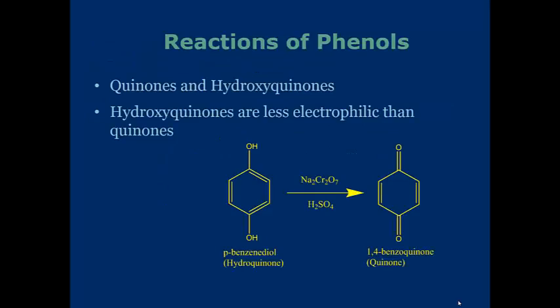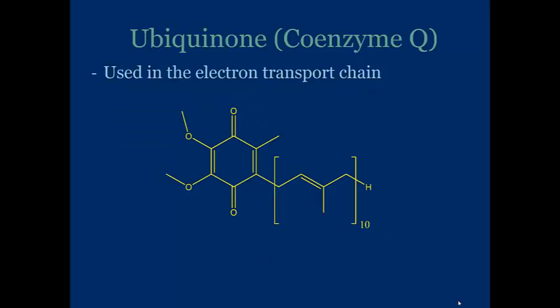Reactions of phenols. The first and really only example that's going to be seen on the MCAT are quinones and hydroxyquinones. Hydroxyquinones are less electrophilic than quinones, so take note of that. The structures for quinones and hydroxyquinones are listed below in their respective example. The primary group we need to talk about, though, is ubiquinone, or commonly called coenzyme Q. Coenzyme Q has the distinction of being a participant in the electron transport chain and is thus very important.